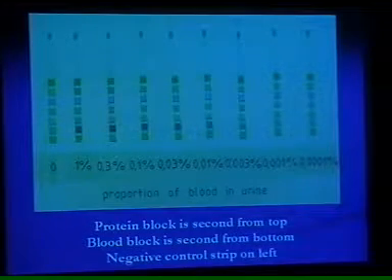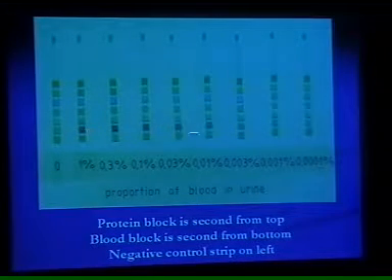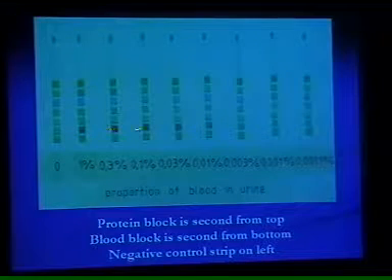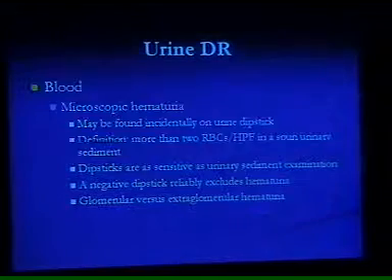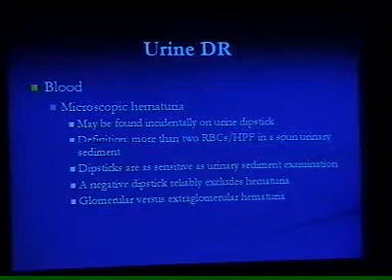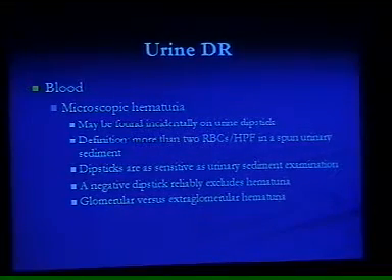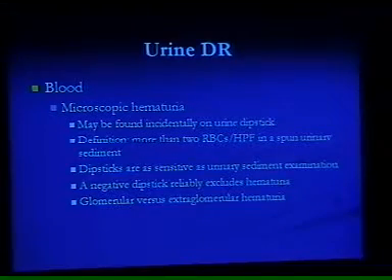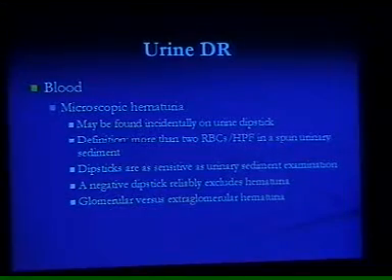These are the dipsticks, and you can see, for example, here second, this is the blood row, and you can see that this is positive, and as you go along, the sample has less amount of blood. Microscopic hematuria is detected on microscopic examination, and what's the normal value for microscopic hematuria? How much red cells should it contain?